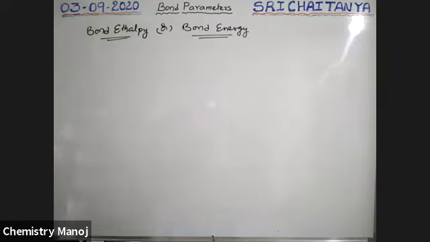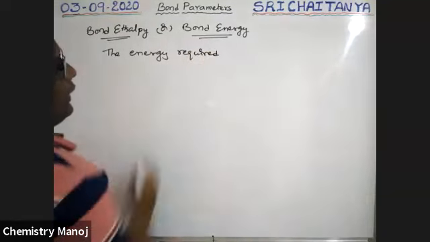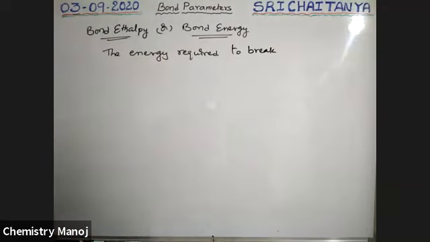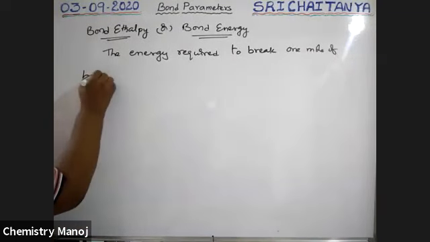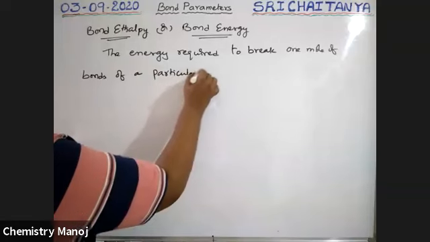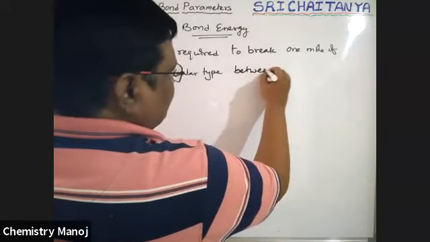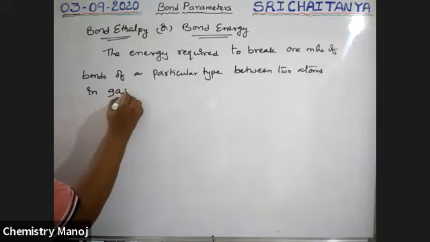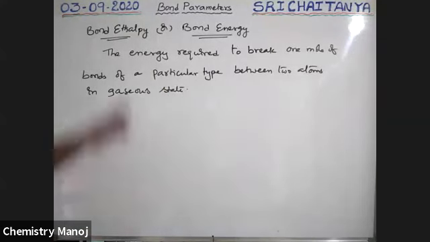That is the energy required to break 1 mole of bonds of a particular type between two atoms in a gaseous molecule, in a gaseous state. This is bond enthalpy. That is the energy required.